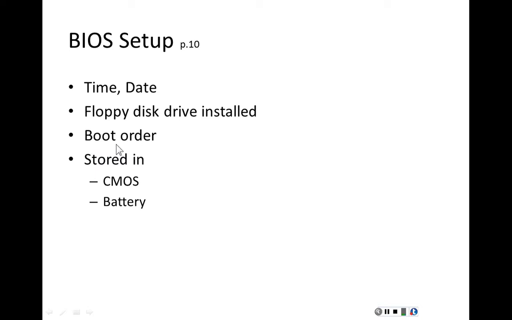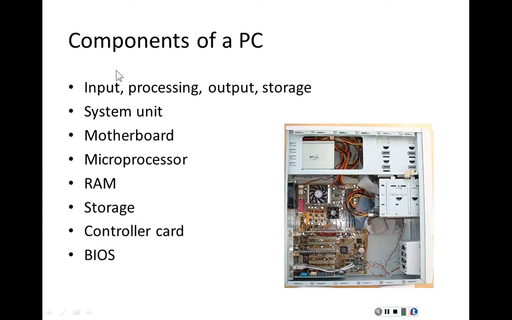And this BIOS setup information is stored on a chip, which is called CMOS, complementary metal oxide semiconductor. And CMOS information is maintained by a battery. So if your computer keeps losing the time and the date, it could be that the battery on the motherboard is going dead. So, in summary, the components of a personal computer include input, processing, output, and storage hardware.